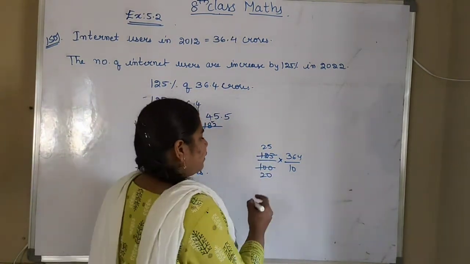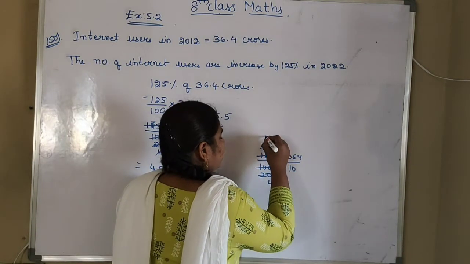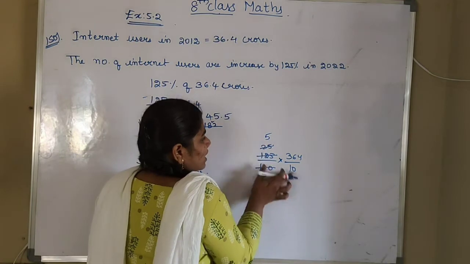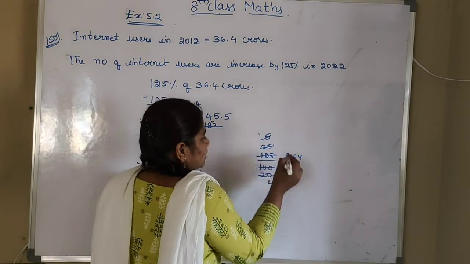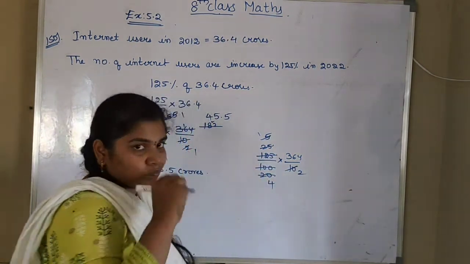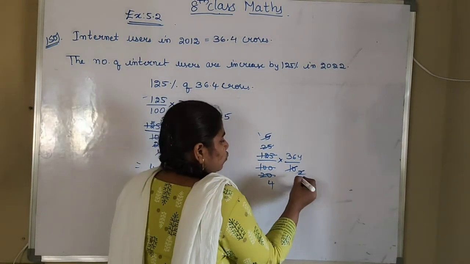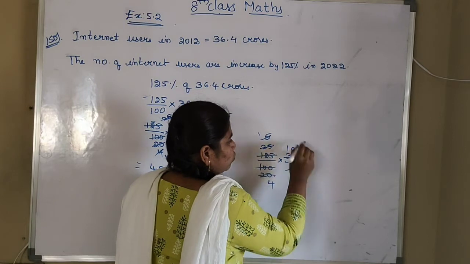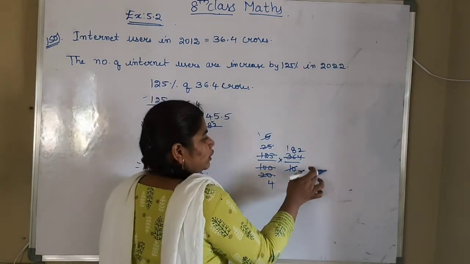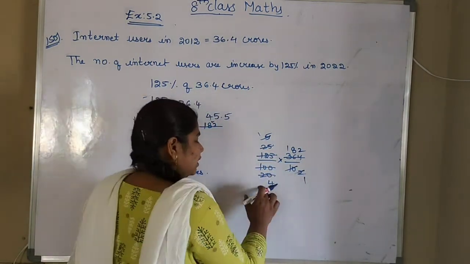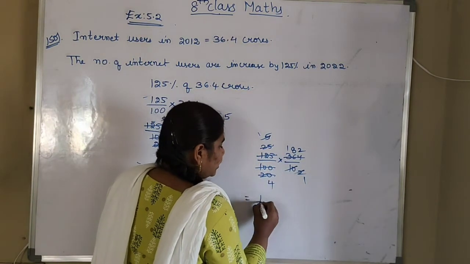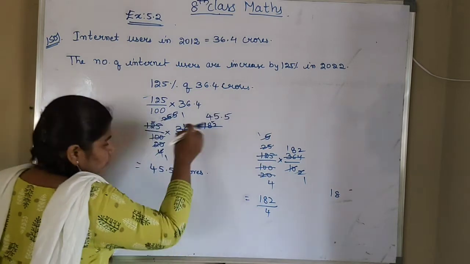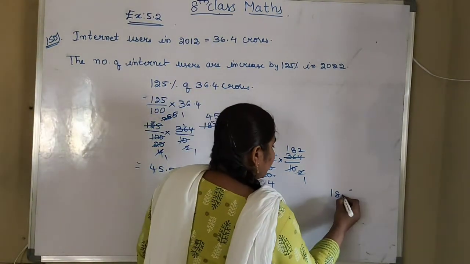Again I am using the 5 table. 5 4s are 20, 5 5s are 25. Okay, now these two I am cancelling in the 5 table. 5 1s are 5, 5 2s are 10. Okay, now 2 1s are 2, 2 8s are 16, 2 2s are 4. These two I have cancelled in the 2 table. Now I am cancelling these two. That will be how much? 182 by 4. So if you are confused at this point, do the division here.